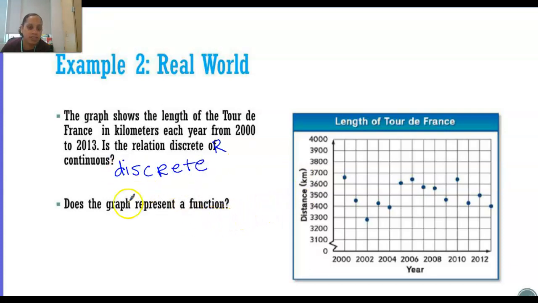The next question is, does this graph represent a function? So what I would have to do is see if I can find any place on this graph where it does not pass the vertical line test. So vertical lines. And I'm looking, no matter where I draw a vertical line on this graph, it only goes through one point at a time. So does it represent a function? Yes, it does.